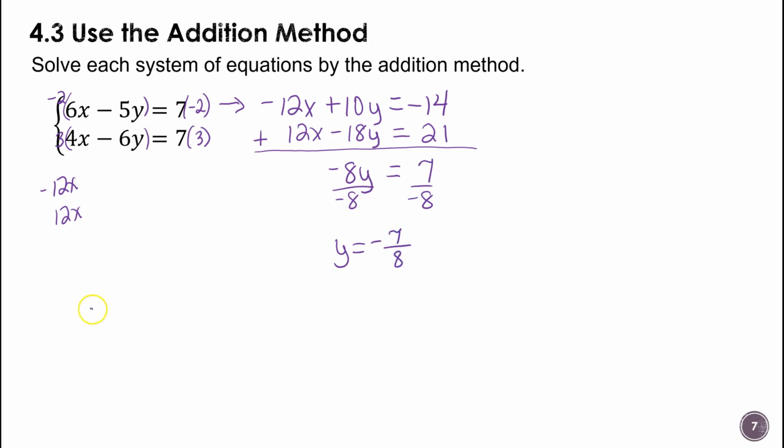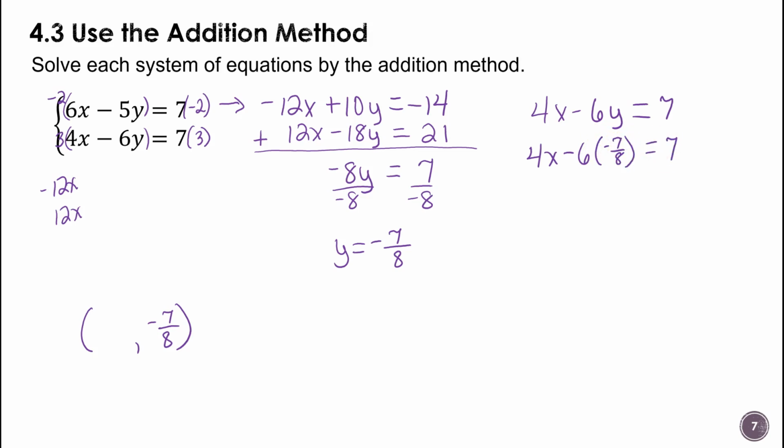That's going to be in my ordered pair like this. Then I just pick one of the equations, and it does not really matter. Let's take the second one, 4x minus 6y equals 7. I'm going to replace y with negative 7/8, and that's the equation I'm going to have to solve for x. You notice that these are a little bit messy here.